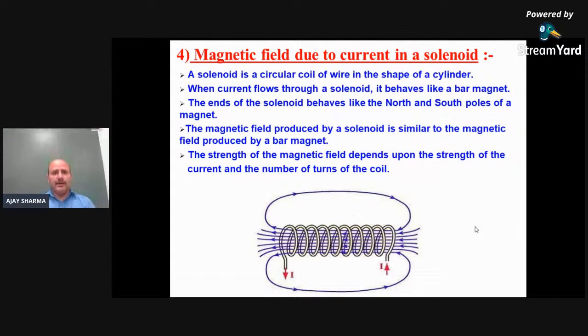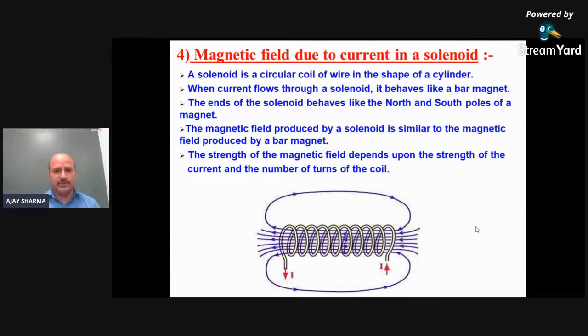Magnetic field due to current in a solenoid. Now it is a very, very important aspect which we have to discuss, that is a solenoid. Now the basic thing is, what is a solenoid? A solenoid is a circular coil of a wire in the shape of a cylinder. You can just take a copper wire and give it the shape mentioned in the solenoid. So it is a cylindrical form of a copper wire which will create a solenoid. So it is clear here.